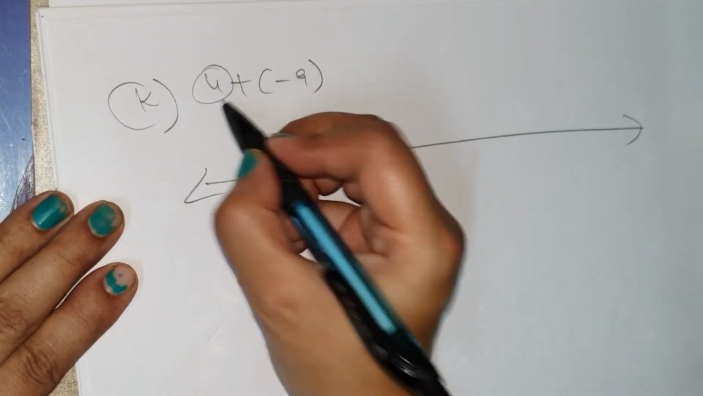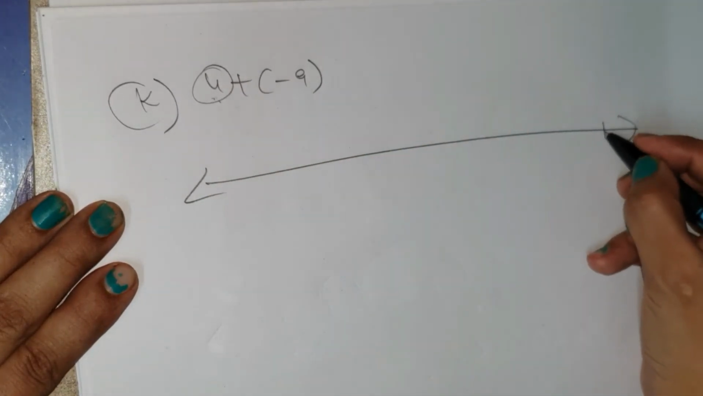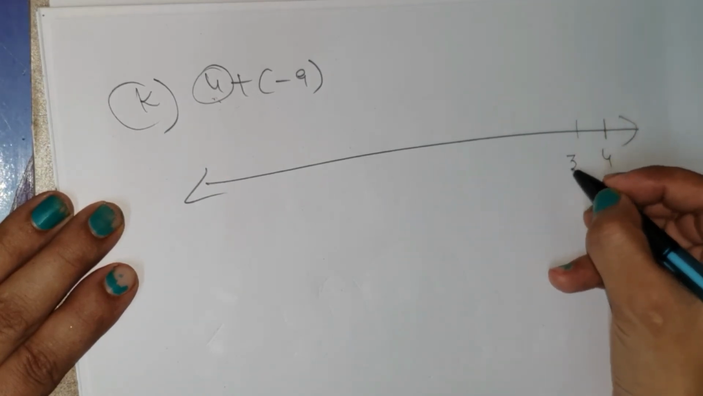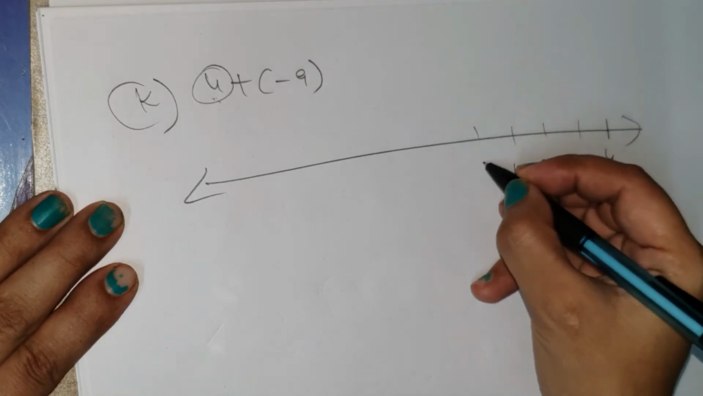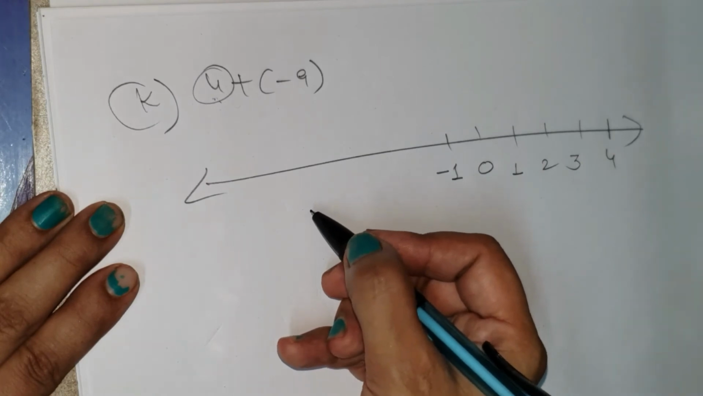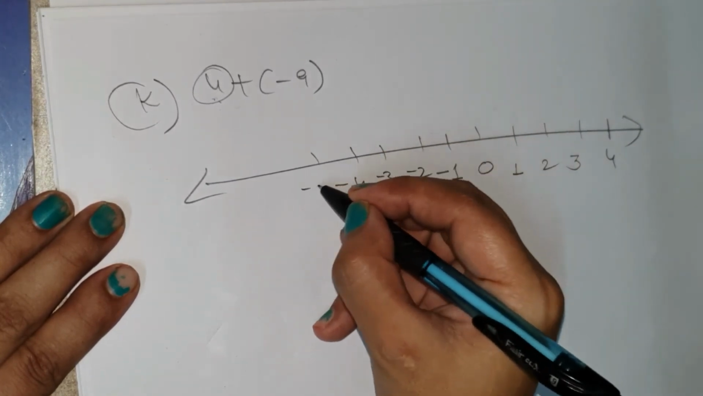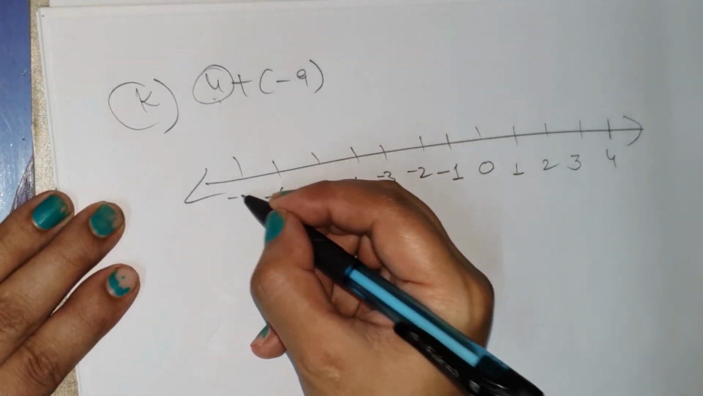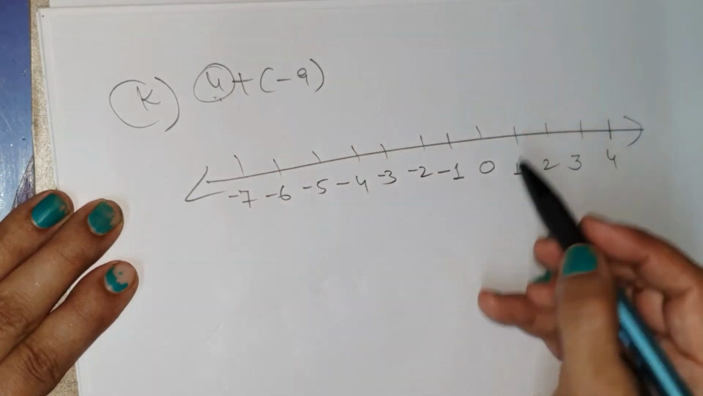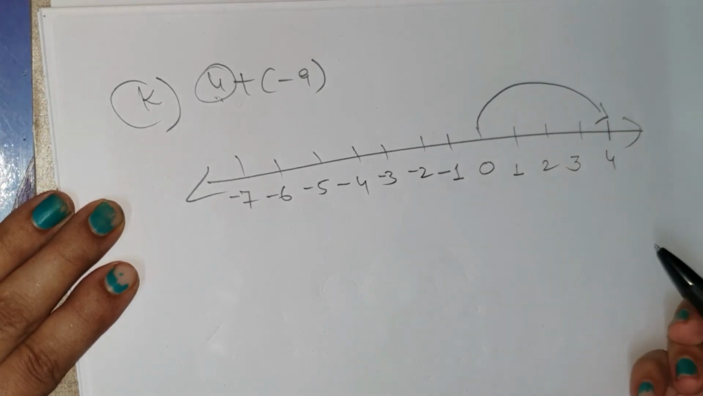Fine. So plus 4, that means right hand side. So you have to start from the right hand side. So from here you can begin from 4, then 3, 2, 1, 0, then towards the negative side, as much space as you are having, that many negative numbers you write: -1, -2, -3, -4, -5, -6, -7. So I got till -7. So firstly plus 4, that means I have to move towards the right hand side. So from 0 I will move to plus 4.